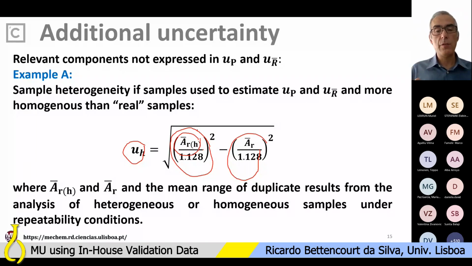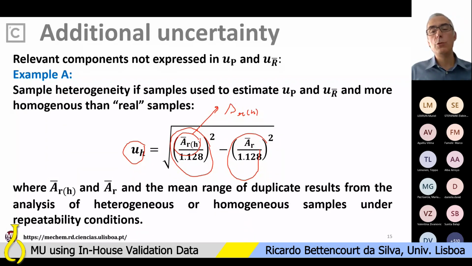You have the absolute value of the difference, different ranges for different duplicates. You take the mean, divide by 1.128, and this is the repeatability standard deviation for the analysis of heterogeneous samples.